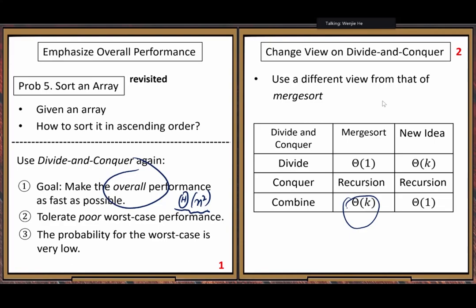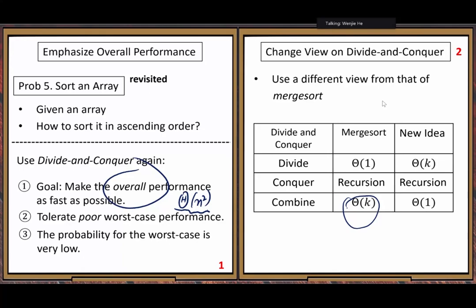Because we want our data after division to have some nice property. We want to get some nice property for our data, so we need to do more work to get that important property. Then at the combine step, we can take advantage of that nice property.